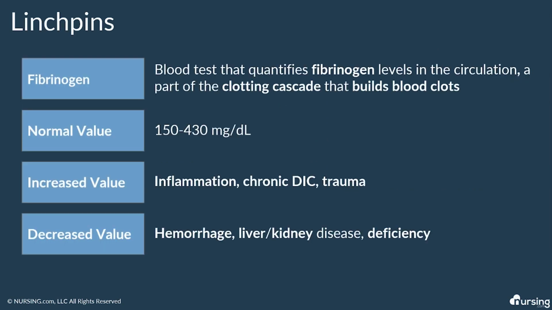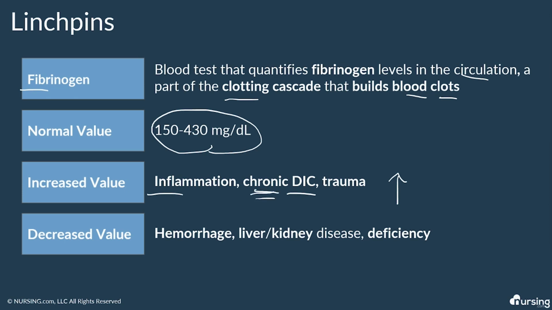So our linchpins for this lesson are that the fibrinogen lab is going to test for how much fibrinogen is in circulation. It's part of the clotting cascade that builds blood clots. It's a precursor to fibrin. A normal value is between 150 and 430 milligrams per deciliter. We'll see fibrinogen increased in the case of inflammation or chronic DIC. The body is chronically clotting, so there's going to be more fibrinogen. And also in trauma, that fibrinogen is trying to come to the rescue to create clots, right?